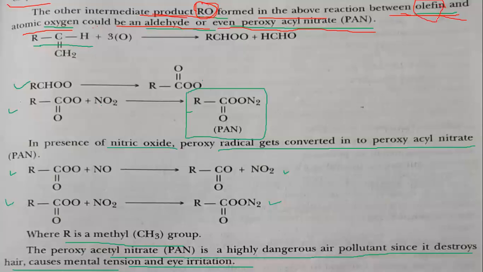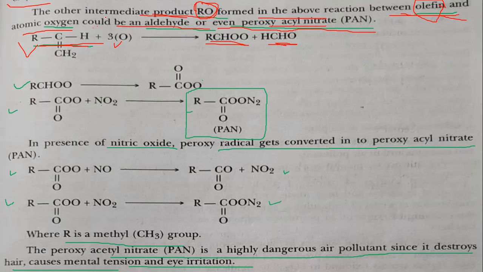Olefins means, as I told you, a double bond compound. See here, this is the olefin, a double bond compound. Now this olefin reacts with this oxygen atom and it gets split into two parts. So this is one structure and this is an aldehyde. Now this is a peroxyacyl nitrate.